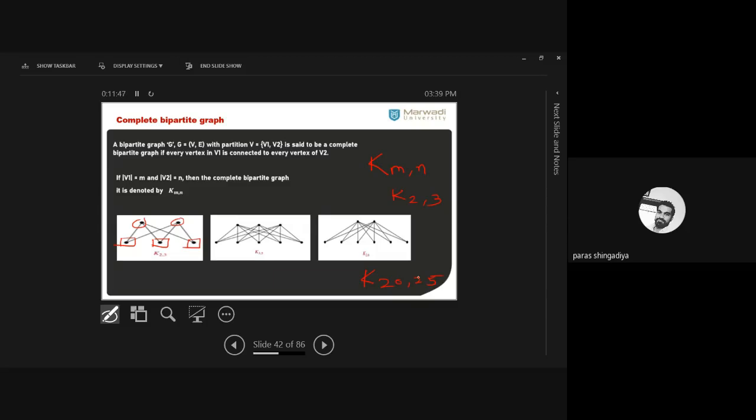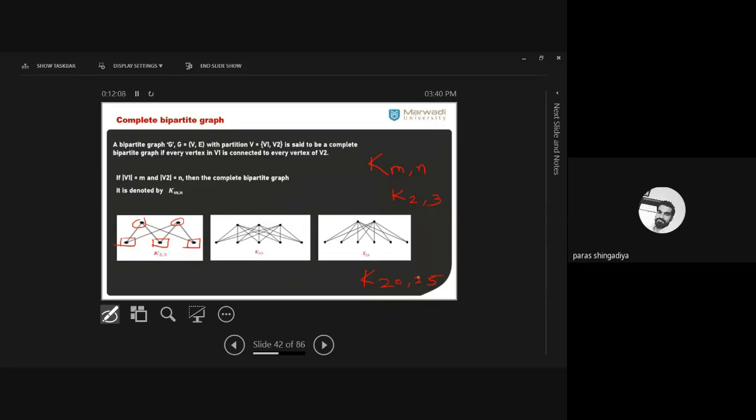Total vertices are 8, and 2 into 6 will be 12. So the total number of edges will be 12. Clear? And here we'll use the same condition. 20 plus 25 is 45, so 45 will be the total vertices. And 25 into 20, that is 500. So that will be the edges.